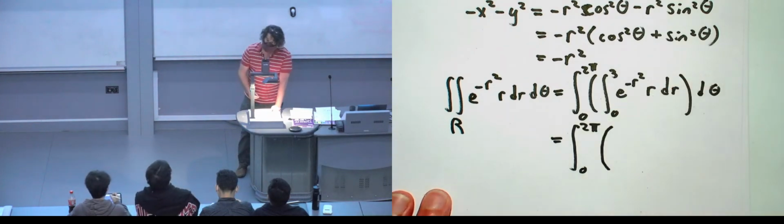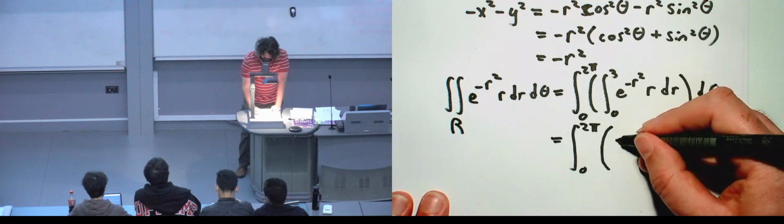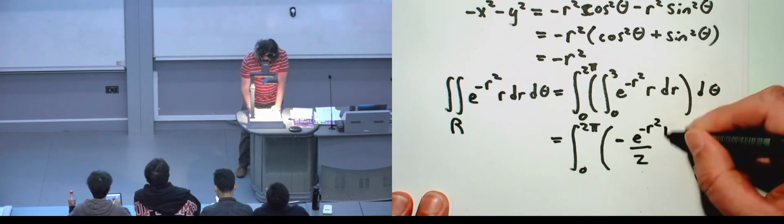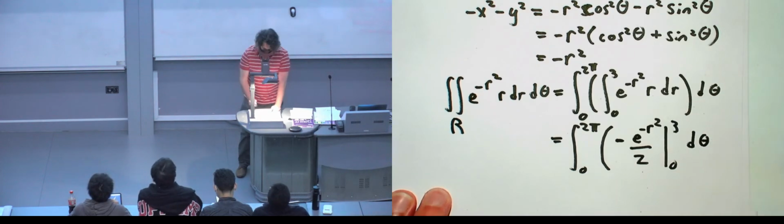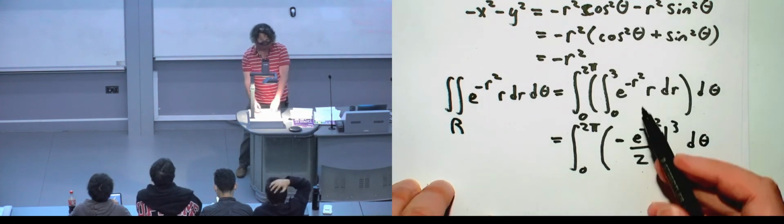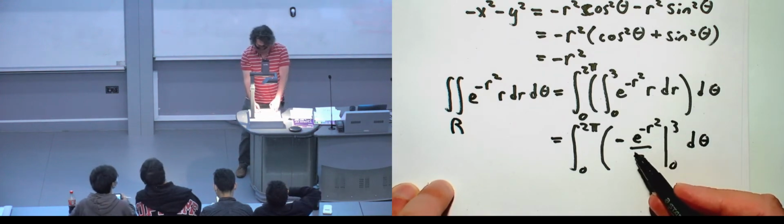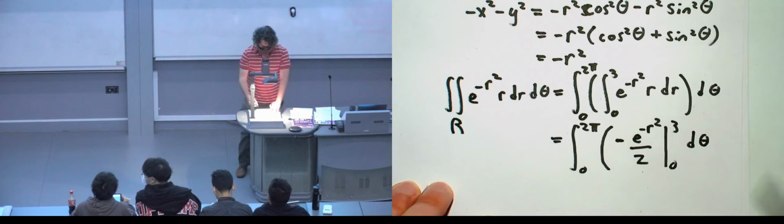So e to the negative r squared times r. The indefinite integral is negative e to the negative r squared over 2. All right, and you can do that by doing a substitution u equal negative r squared, or you can just check that I've got it right by taking the derivative of this, using the chain rule, and seeing that you get the integrand.